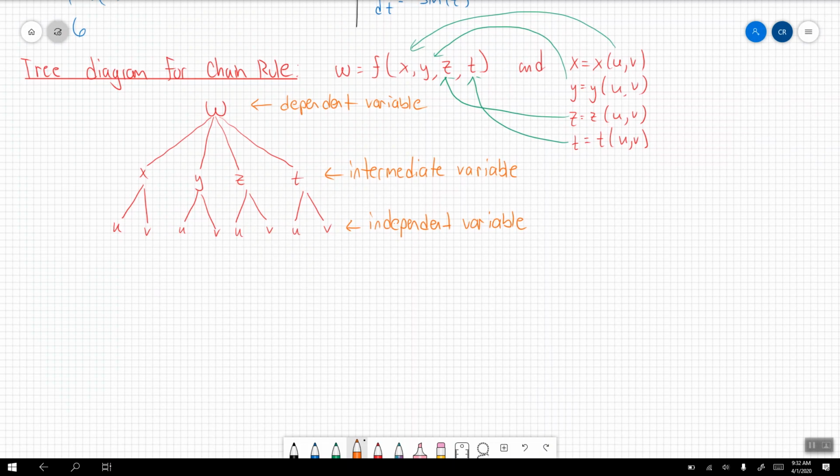So, how does this help us figure out the total differential? Well, the way this is going to work is, what if we had a question that said, find the partial of w with respect to, let's say, u. Well, we would then have to go through and try to figure out how we're going to be able to work this.